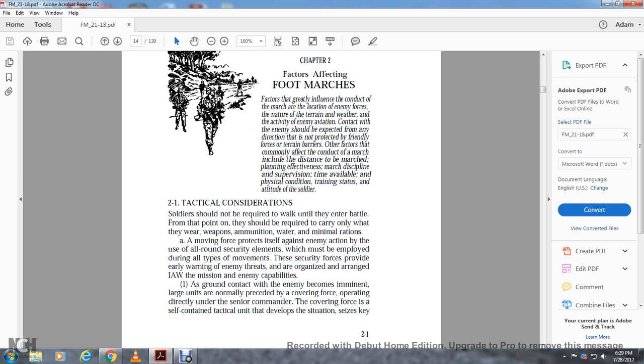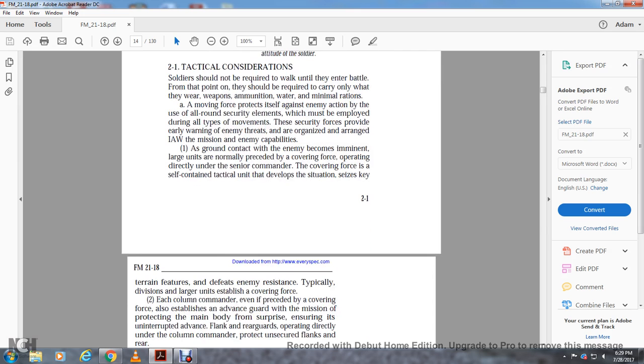Moving forces protect themselves against enemy action with the use of all-around security elements, which must be employed at all times during the movement. The security forces provide early warning of enemy threats and recognize the range in accordance with the mission and enemy capabilities. As ground contact with the enemy becomes imminent in large units, it is normally preceded by covering forces operating directly under the senior command. The covering forces are self-contained tactical units.